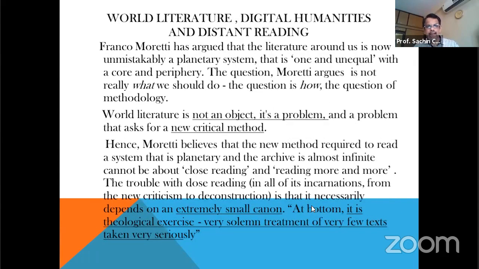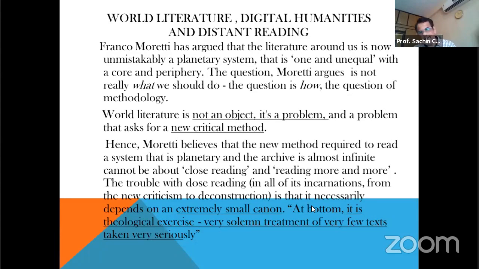So the idea of world literature is thought about in several ways. There are various models of world literature existing, and Damrosch is just one of them. You have Pascale Casanova, who talks about world literature as a space, a kind of space in which texts circulate, which is produced by a global capitalist world literary system. And on similar lines, you have Franco Moretti, who has argued that literature around us is unmistakably a planetary system, that is one and unequal. It has core and periphery. So European literatures are still at the core, especially English.